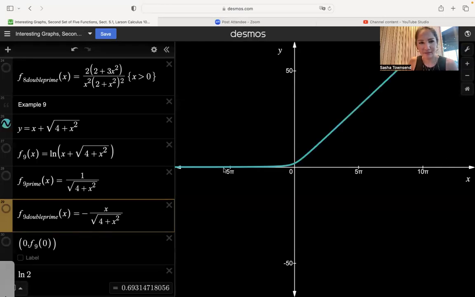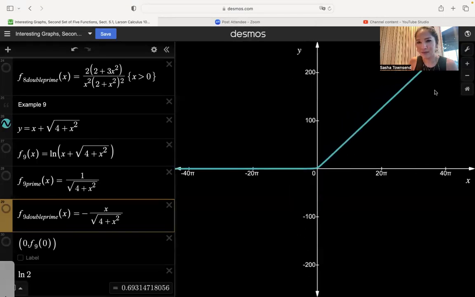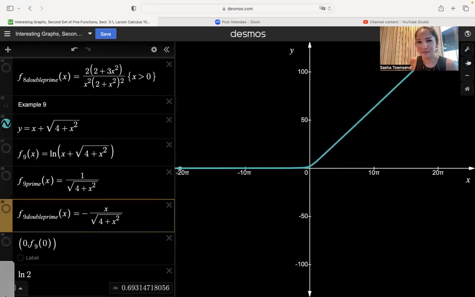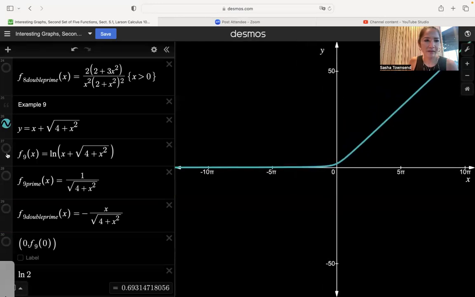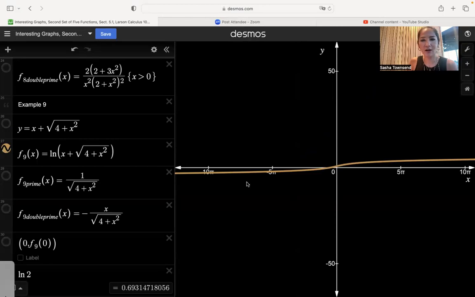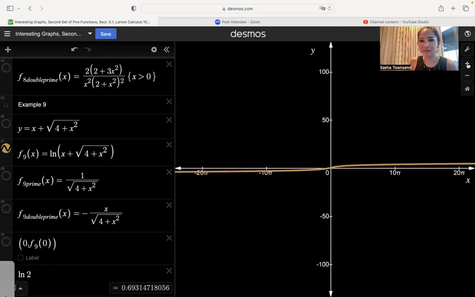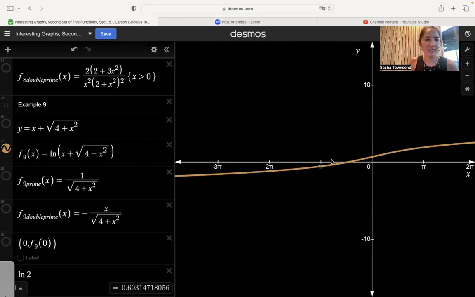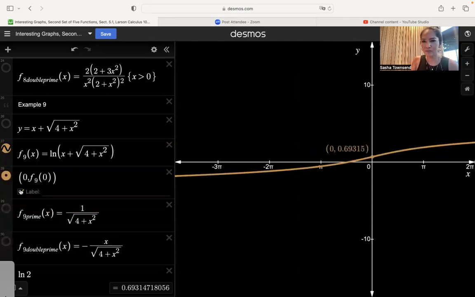So that's the argument that x plus the square root of 4 plus x squared is always positive. So the function natural log of that expression is well defined for all real numbers. It does look like it's increasing all the time. And then if we evaluate it at 0, yep, there's that 0.693, that natural log of 2. And it looks like it's concave upward on this side and concave downward on the other side.